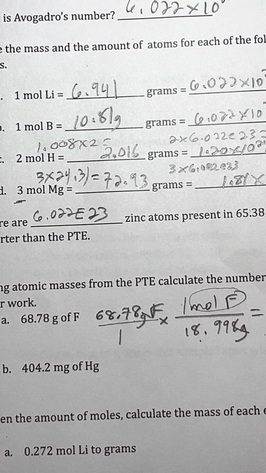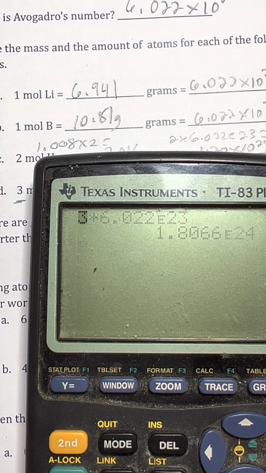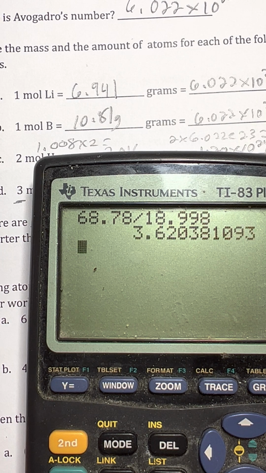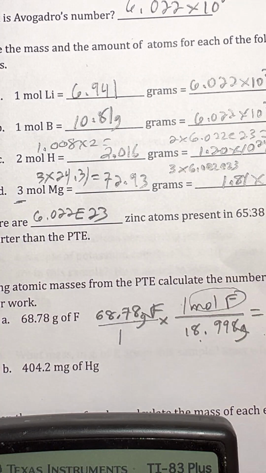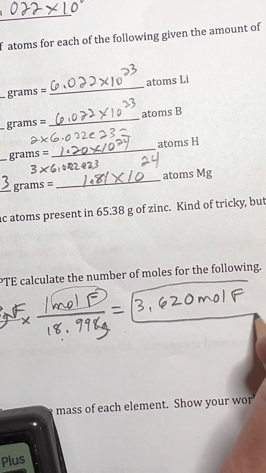So in my calculator, I'm going to go 68.78 divided by 18.998, and that equals 3.62, and I need 4 sig figs, so it's going to be 3.620. So 3.620, and that's going to be moles of fluorine, and I'm going to put a little geometric shape around that.